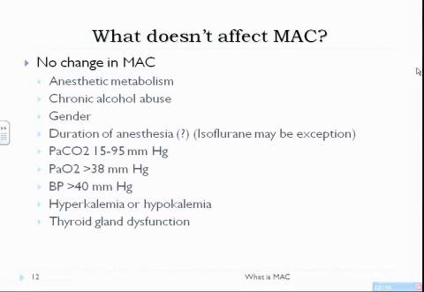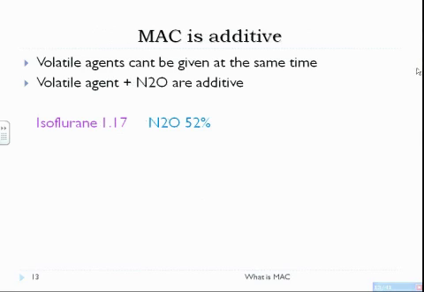Potassium has no effect on MAC, which doesn't surprise you because it's a repolarization, not the part that depolarizes the cell. And then thyroid gland dysfunction also doesn't really affect MAC. They thought at one time that thyroid medications, thyroid problems would cause change in the MAC. They found recently that it doesn't. One thing that MAC is, it's very additive. You can add things together.